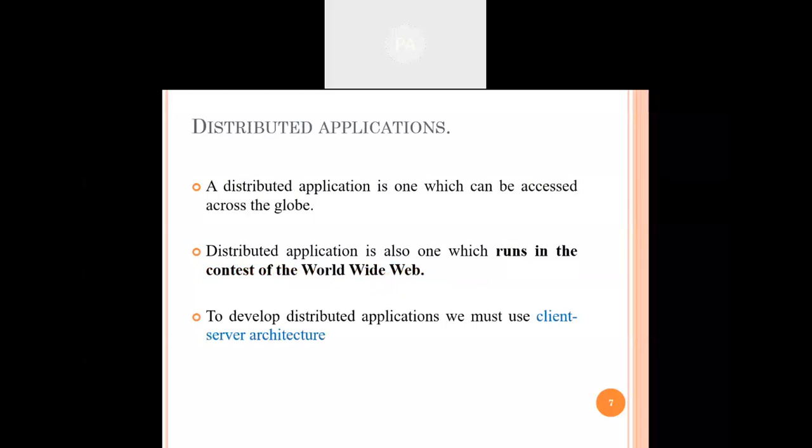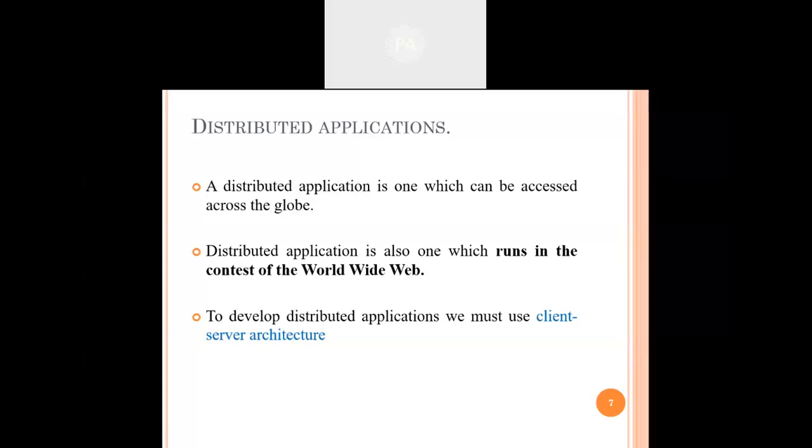Distributed application. A distributed application is one which can be accessed across the globe, or we can say that a distributed application is one type of application which will be executed in the context of World Wide Web. And we all know that if you want to access World Wide Web, that means www, then we need to use the browser. And if you use the browser, that means that application will be accessed through the network, intranet, or internet. Such a type of application is called a distributed application.